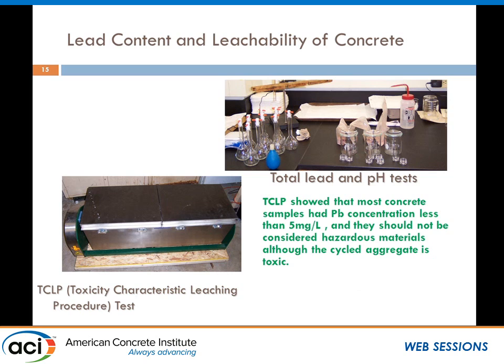TCLP, that's the Toxicity Characteristic Leaching Procedure. So basically, again, as I point out, it is not the total lead content that matters. It is how much lead will leach out. So basically, it's a chemical process to check how much lead will be leaching out of the mixture. By the regulations, higher than 5 microgram per liter, they will consider it as hazardous material.